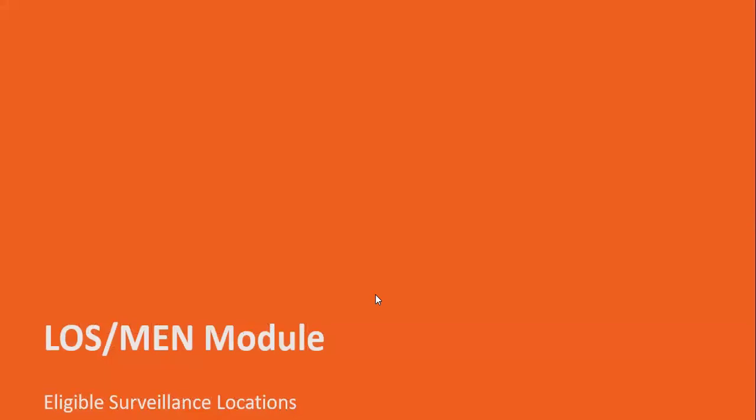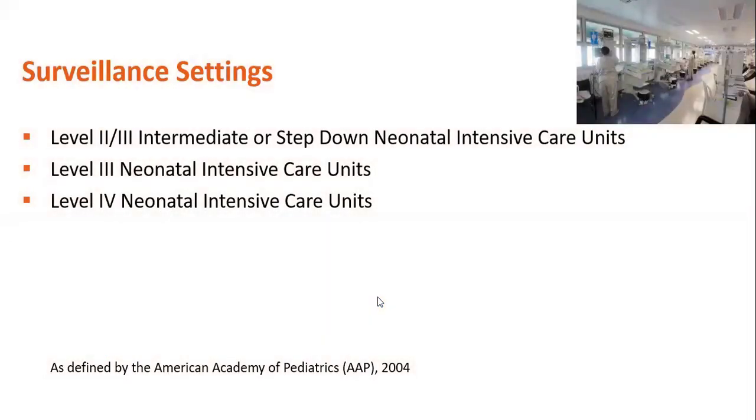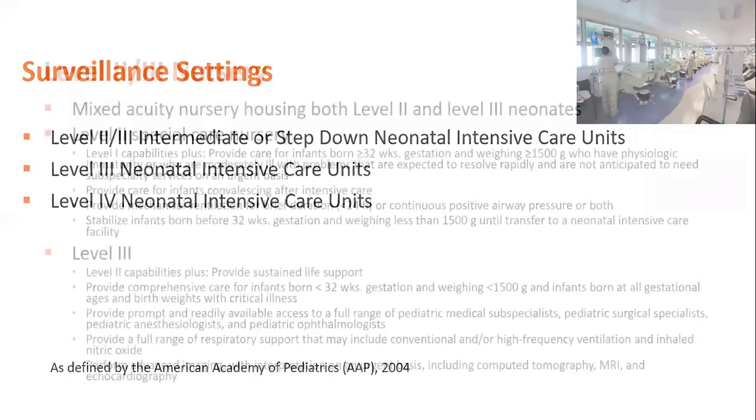First, we want to cover the locations that are eligible for this module. The following locations are eligible for late onset sepsis and meningitis surveillance: Level 2, Level 3 intermediate or step down neonatal intensive care units, Level 3 neonatal intensive care units, and Level 4 neonatal intensive care units. These levels of nurseries are defined by the American Academy of Pediatrics, and each facility will define their locations.